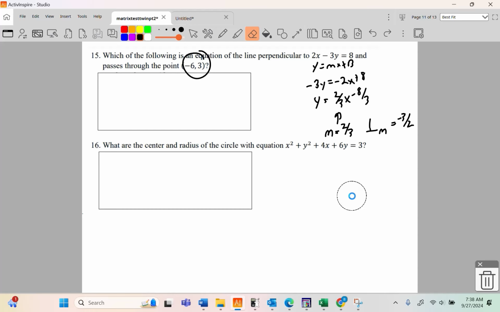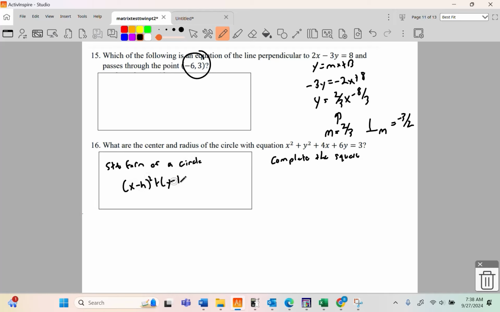All right, what are the center and radius of the circle with the equation x squared plus y squared plus 4x plus 6y equals 3? We're going to do an ancient technique. It's over 6,000 years old. It's called complete the square. A handful of my honors kids know that the standard form of a circle is x minus h quantity squared plus y minus k quantity squared equal to r squared. That is the standard form of the circle. Ms. King-Krell taught that to you last year, so I don't know why you don't know it.